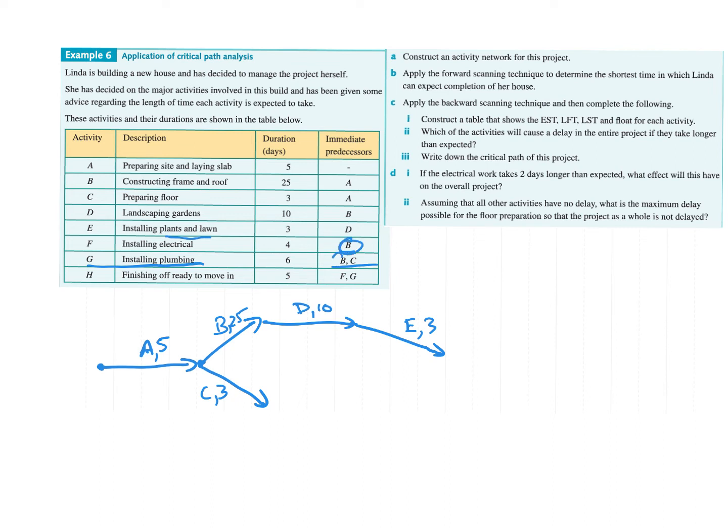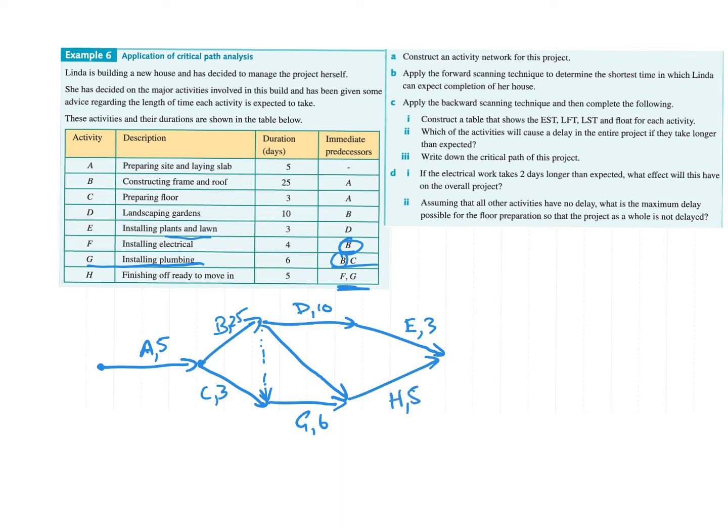So anytime we see a double up, when they're not just by themselves, we know that we have ourselves a dummy. Okay, so B and C lead into G. And G was going to take 6 days. Let's go back to installing electrical work, which is F. Now F comes after B, and F and G have to combine to finish off the house, which is H.